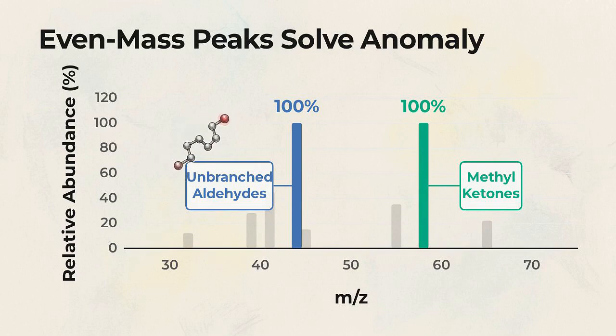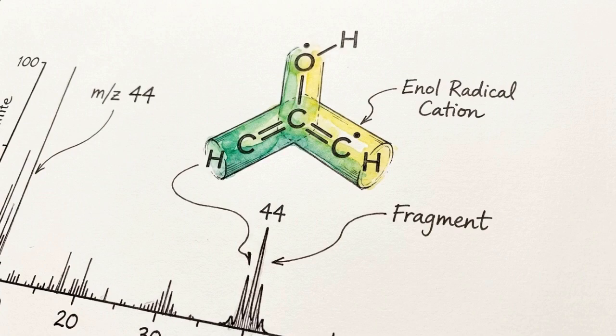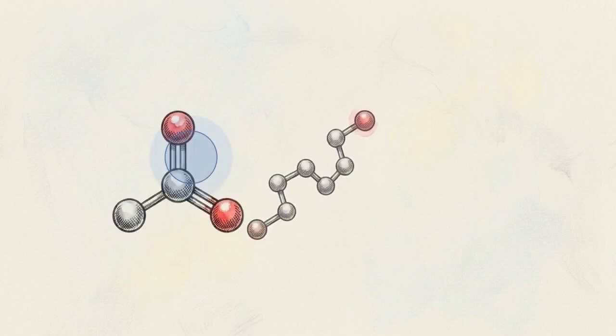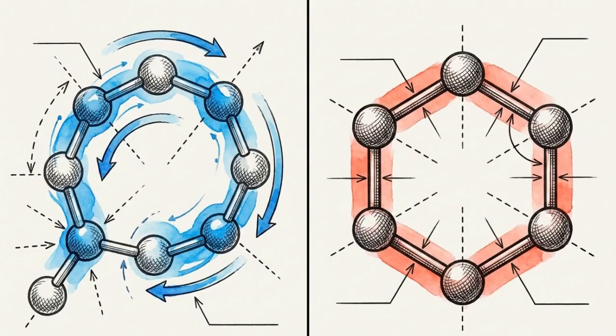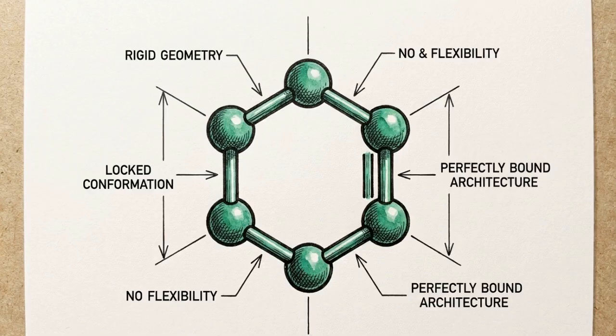The mathematical anomaly is solved. The McLafferty peak is a definitive structural flag. Its presence proves the exact existence of a flexible 3-carbon aliphatic chain attached directly to a carbonyl group. If the McLafferty rearrangement requires a flexible chain to execute a hydrogen transfer, cyclic molecules are bound by a completely different set of structural rules.